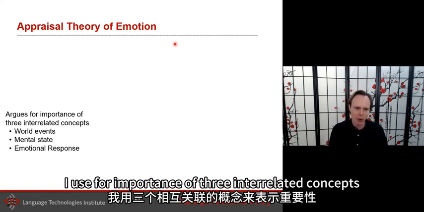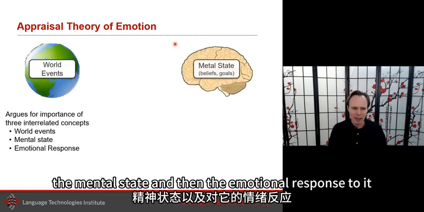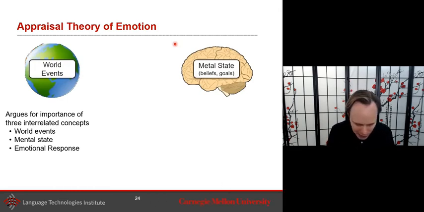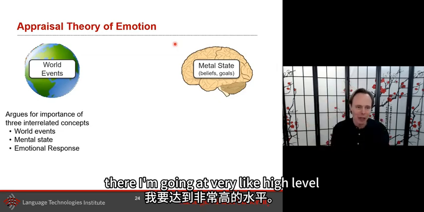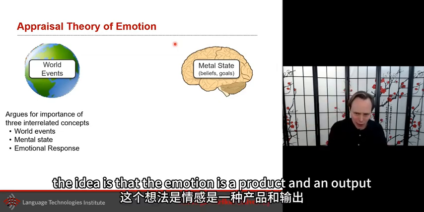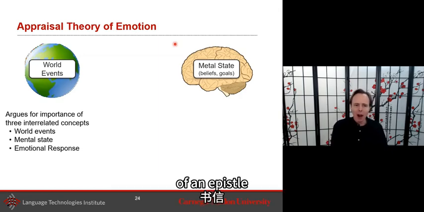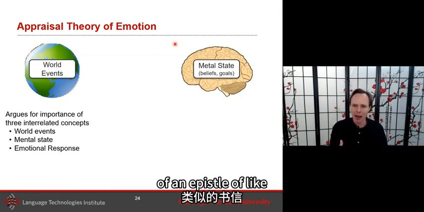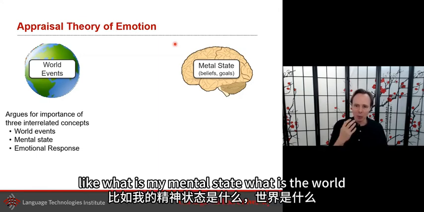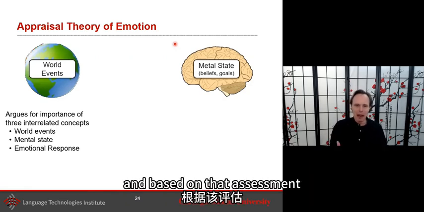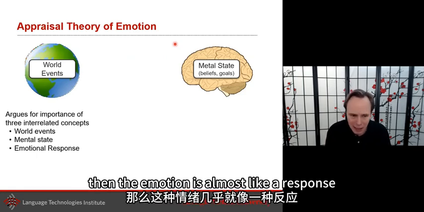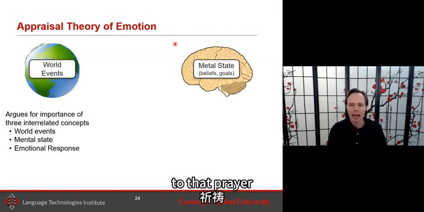And appraisal theory argues for the importance of 3 interrelated concepts: the world event, the mental state, and then the emotional response to it. I'm going at a very high level. The idea is that the emotion is a product, an output of an appraisal of, hey, let me understand what is my mental state, what is the world, and based on that assessment, the emotion is almost like a response to that appraisal.